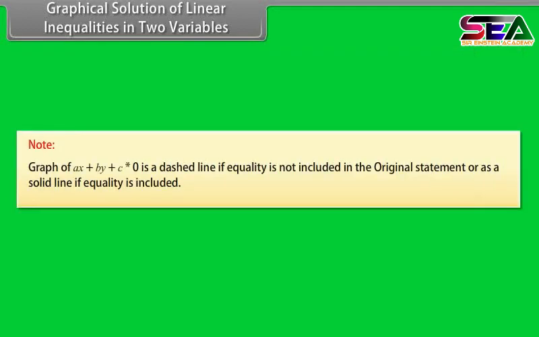Note: the graph of ax plus by plus c is equal to 0 is a dashed line if equality is not included in the original statement, or a solid line if equality is included.